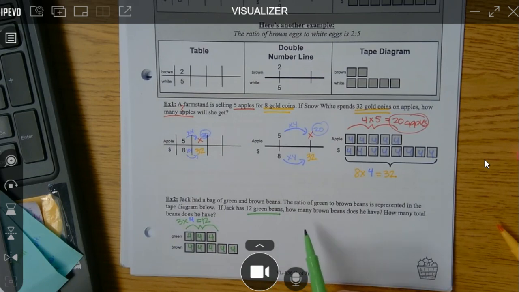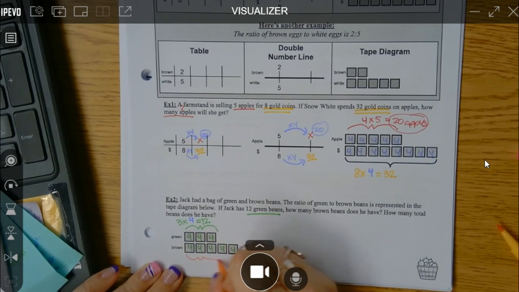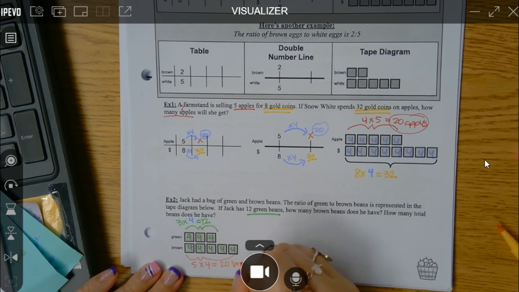So now, how many brown beans does that equal? Well, okay, if each box is worth 4, and how many boxes do you have? 1, 2, 3, 4, 5 of them. Then how many brown beans do you have? 20.